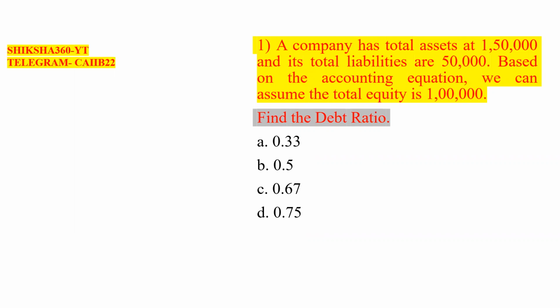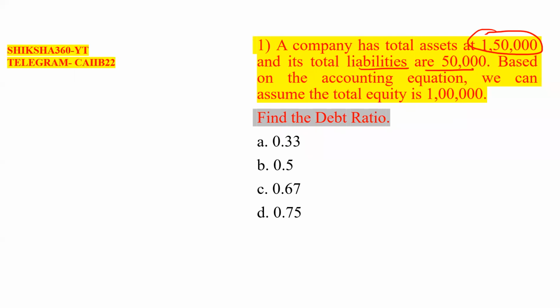that question. What the question says is that a company has total assets, the total assets of the company is 1,50,000 and its total liabilities are 50,000. So based on the accounting equation, we can assume that the total equity is 1 lakh.